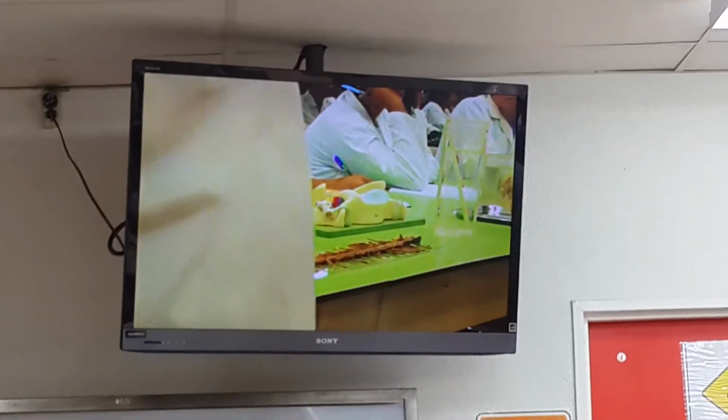The full brain. Okay, next we'll go to the spinal cord.